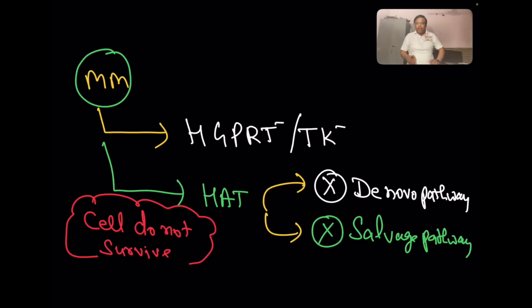In this situation, these are cancerous cells. They have to multiply, they have to divide, and they have to make copies of their DNA. So they need a very high amount of nucleotides. But here they are unable to synthesize nucleotides by either pathway. Both pathways are not operational. So in this situation, these cells are not going to survive.